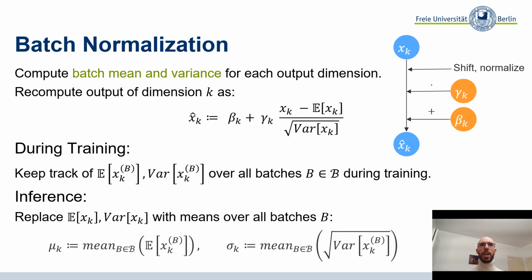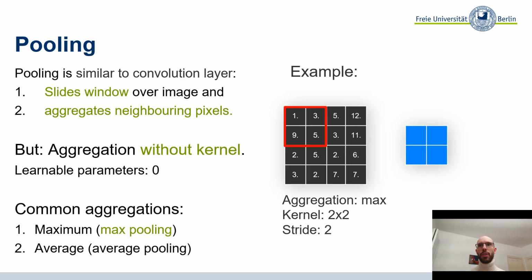So in order to also make this work in inference, so after we have trained our model, we need to get some estimates for this expectation value here and for the variance here. And we do that by keeping track of the expectation values and the variances that we calculate for each batch, and then after we're done with the training, we just take the mean of those expectation values and the mean of the variances. So basically the mean of the mean and the mean of the variance. And if we define those to be mu k and sigma k, well, we just replace in the above expression our expectation value with the mu k and the square root of the variance with the sigma k, and then we can just continue using our batch normalization. Okay, so that was batch normalization.